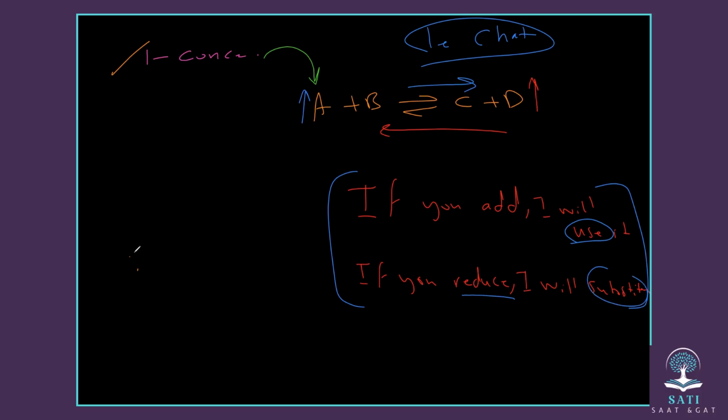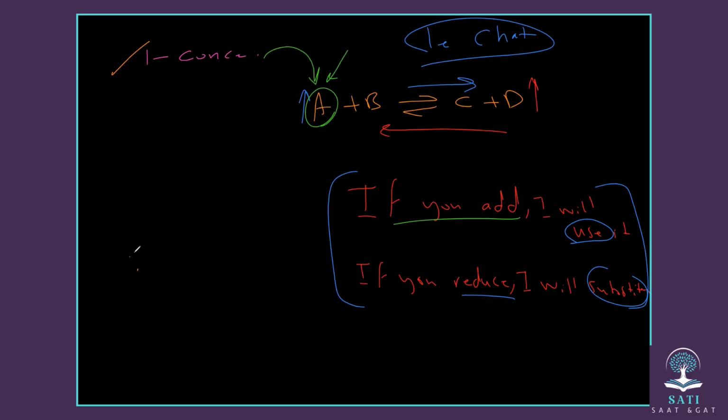What does that mean? Look here now, if we apply this on this reaction. If you add, I'll use it. That means if I add concentration of A, what will the reaction do? The reaction will use it, that means it will use the A to produce the other side. That means if you increase the concentration of A, the reaction will go to the right side to use this increase of A. Good.